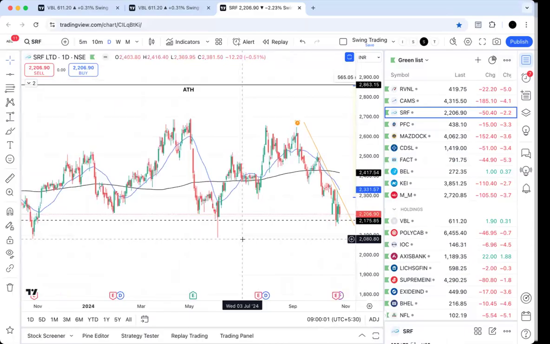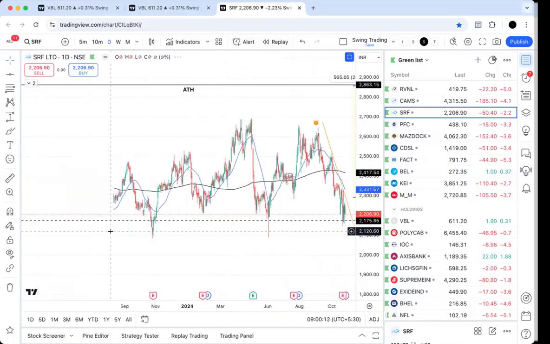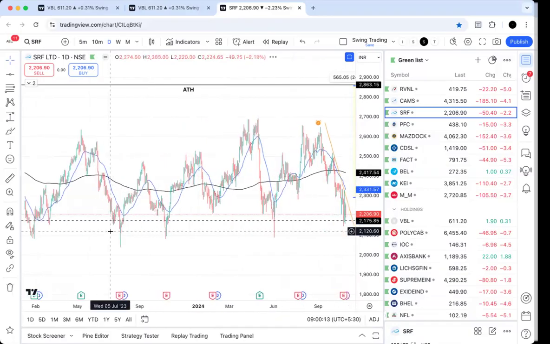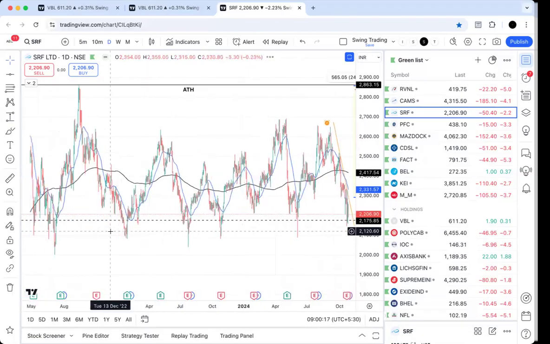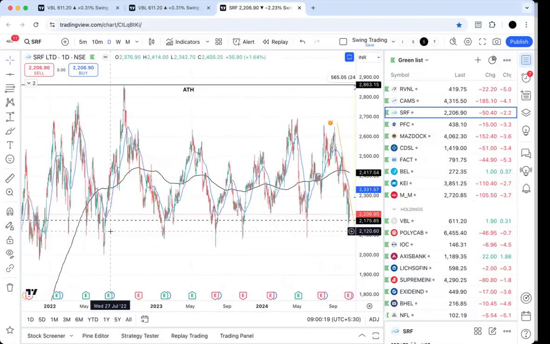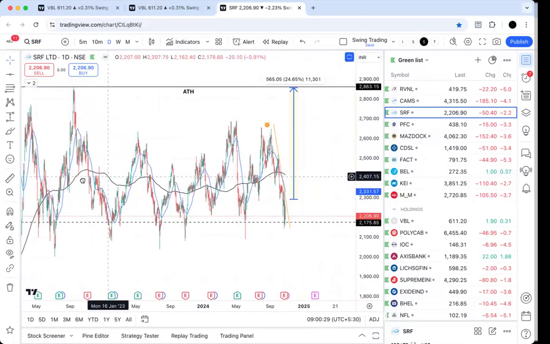Now, I want to share something about this one company, SRF, and then I will close. I want you to look at this SRF. This is a very unique stock that I selected. Look at this. Do you see what's happening here? Swinging up and down, up and down, up and down. It crossed this level here, and then up, down, up, down, again and again and again.